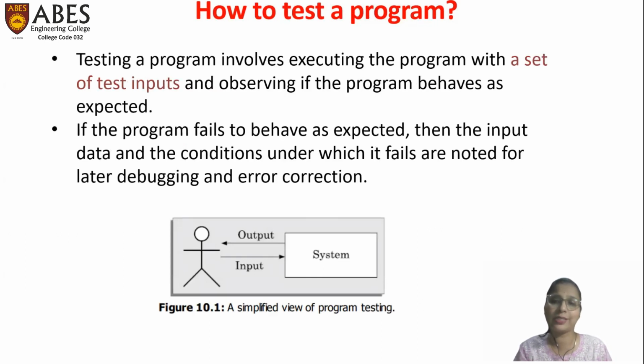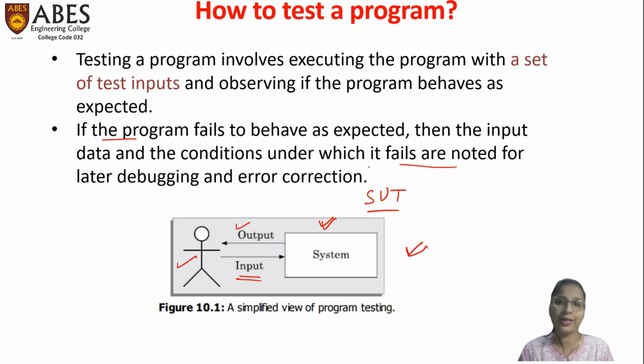So how do we test a program? How does the software testing team decide the right number of test cases to check a particular system? This is a typical simplified view of testing, where this is the system under test, which we call SUT. The tester provides the input that has been decided for testing and observes the output. If the program fails to behave as expected, the input data and conditions under which it fails are noted down, documented in a test script or test document, and sent to the development team for modification.